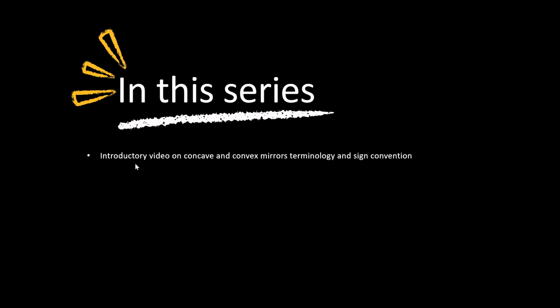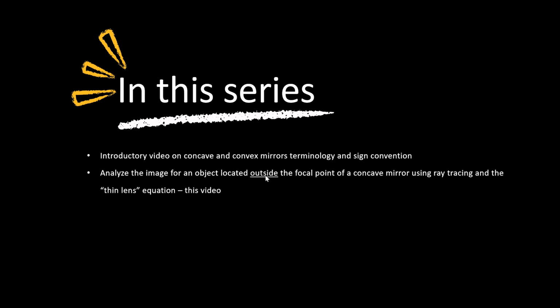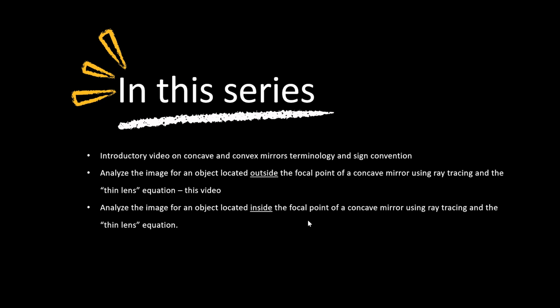In the previous video, we introduced the concave and convex mirrors. We introduced their terminology and sign convention. In this video, we're going to look at the image produced by an object sitting outside the focal point of a concave mirror. We're going to use ray tracing, which is slightly different than for the lens, and using the thin lens equation. In the next video, we'll put an object inside the focal point, and then we'll have a couple of videos as exercises.